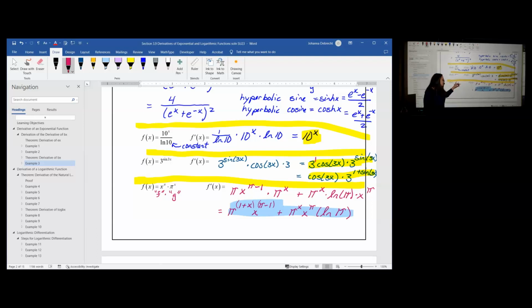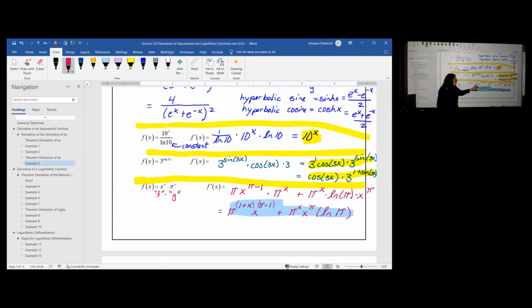The derivative of x to the pi is pi times x to the pi minus 1 power. Then I multiply by pi to the x. Then I take the derivative of pi to the x, which is pi to the x, times the natural log of pi, which is a constant. And then I multiply by x to the pi, the power function.